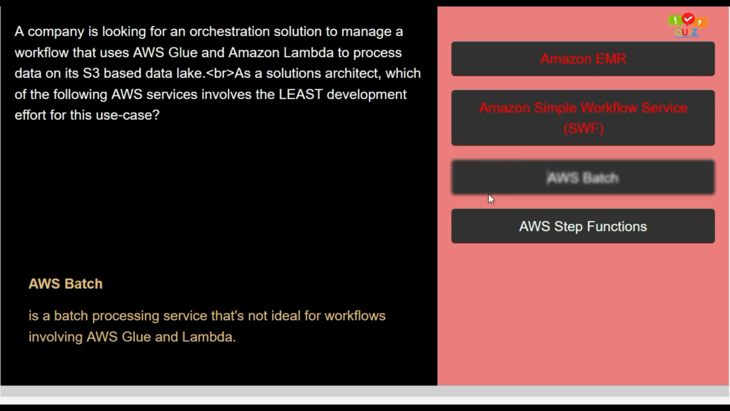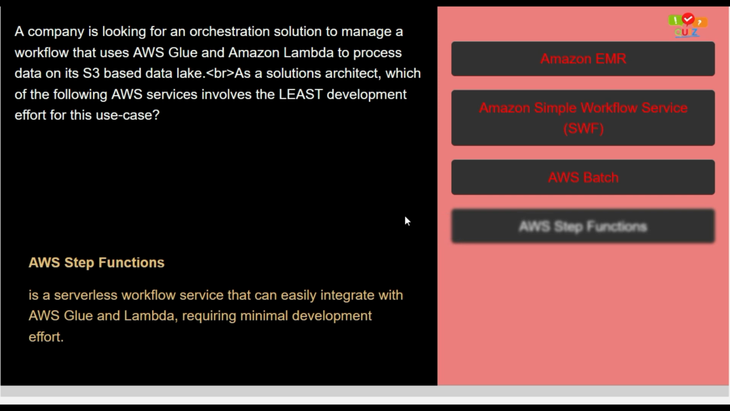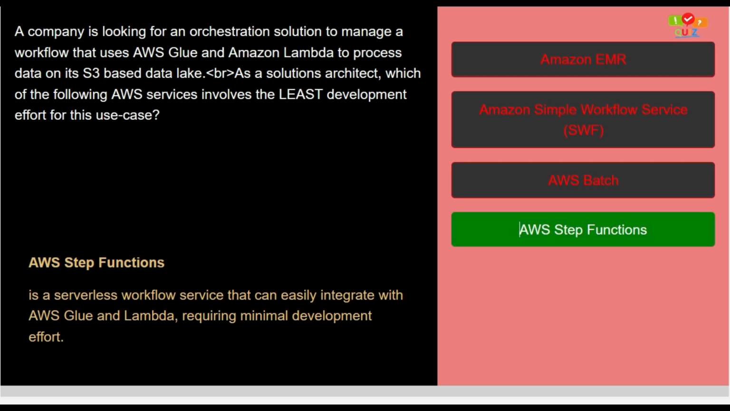Option 3, which is AWS Batch. Okay, it is a batch processing service that's not ideal for workflows involving AWS Glue and Lambda. Okay, so this is also your wrong answer. Let us see option 4, which is AWS Step Functions. It is a serverless workflow service that can easily integrate with AWS Glue and Lambda, requiring minimal development effort. Okay, so this is your correct answer, which is option number 4.